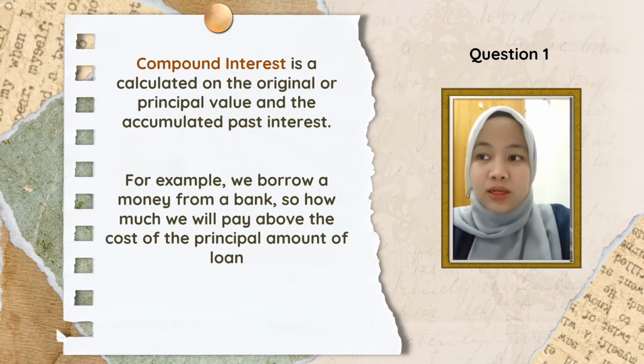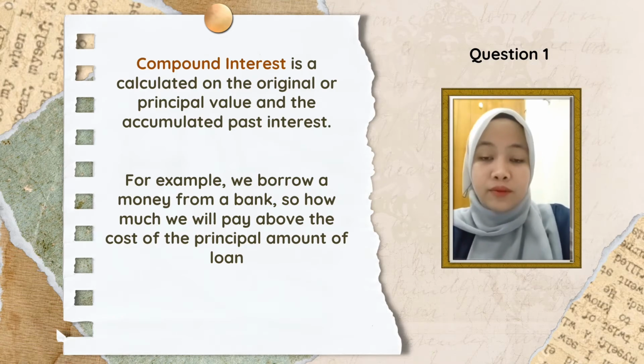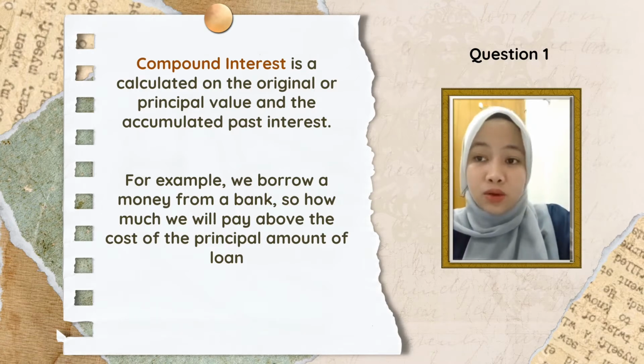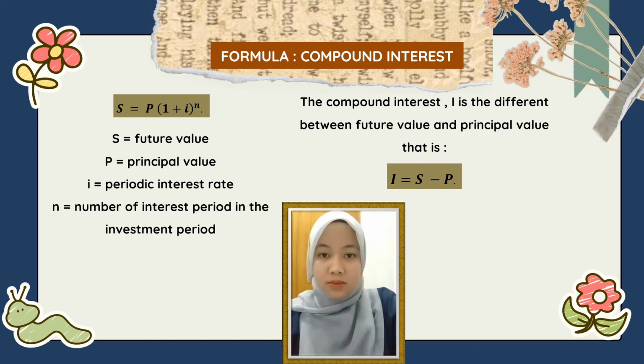Compound interest is calculated on the original principal value and the accumulated past interest. For example, we borrow money from a bank, so how much we will pay above the cost of the principal amount of a loan. In this formula, S is the future value, P is the principal value, I is the periodic interest rate, and N is the number of interest periods. The compound interest I is the difference between future value and principal value. That is, I equals S minus P.